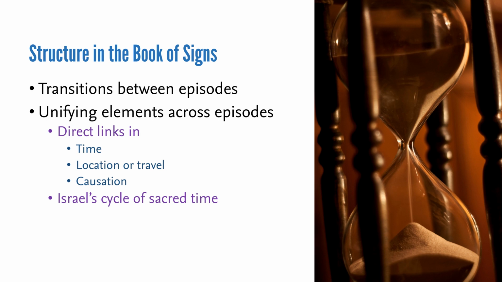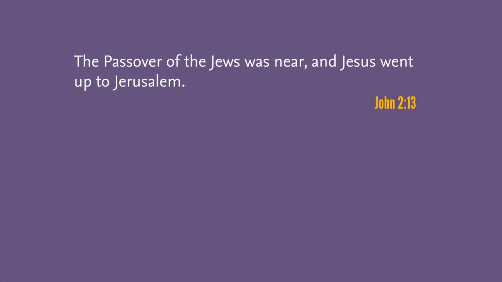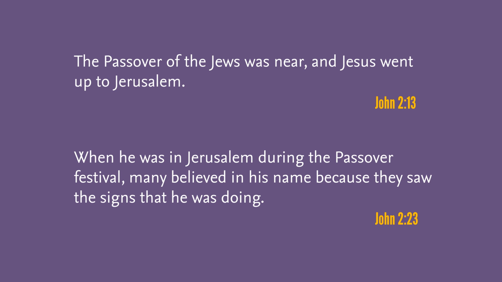And in some cases, John goes out of his way to remind us that multiple episodes are all taking place around the same festival time. After the episode of the wedding in Cana, John begins the next section by situating the temple clearing episode in the temporal context of a festival. "The Passover of the Jews was near, and Jesus went up to Jerusalem." At the end of that same episode, he provides a summary statement about Jesus' activity. "When he was in Jerusalem during the Passover festival, many believed in his name because they saw the signs he was doing." This leads directly to the long episode of Jesus' encounter with Nicodemus.